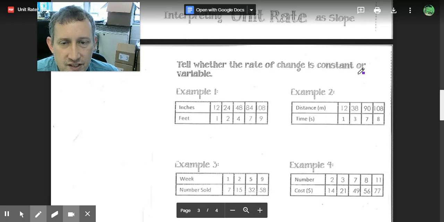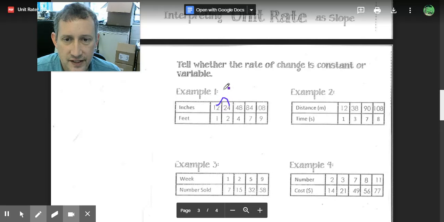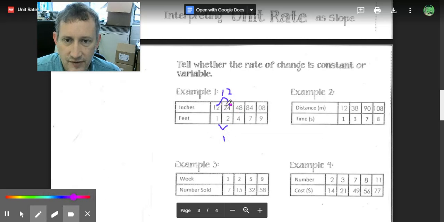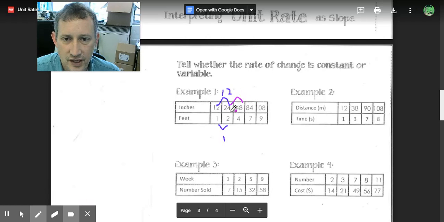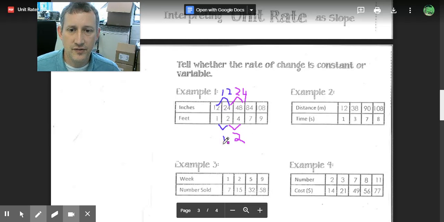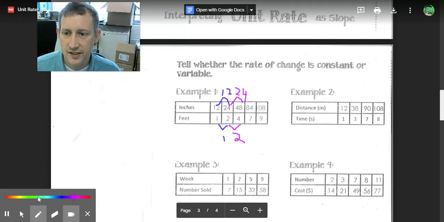Okay, so rate of change, is it constant or variable? So how much are we changing? We're going from 12 to 24. I'm jumping by 12, okay? And down here, I'm going by 1. Now, from 24 to 48, I'm doubling that. So that's 24. And from 2 to 4, I'm doubling that, going by 2. So far, so good. 12 over 1 is the same thing as 24 over 2. We're good to go. Now let's try this next one.